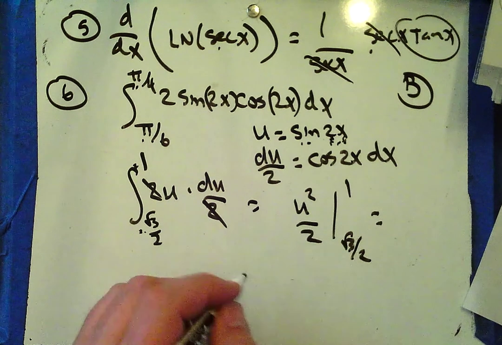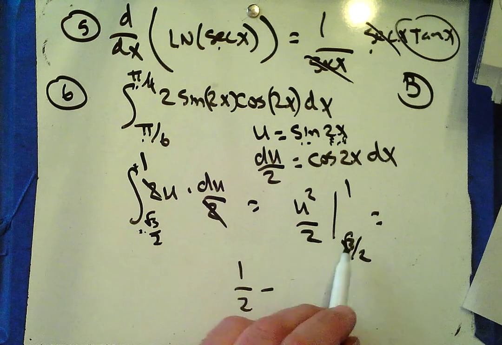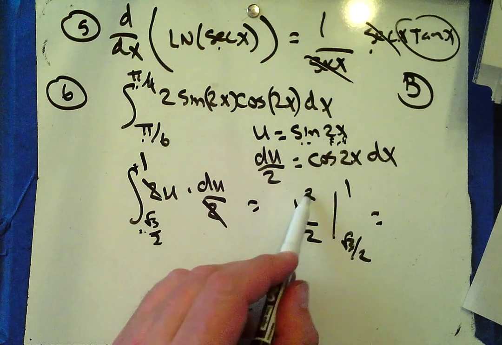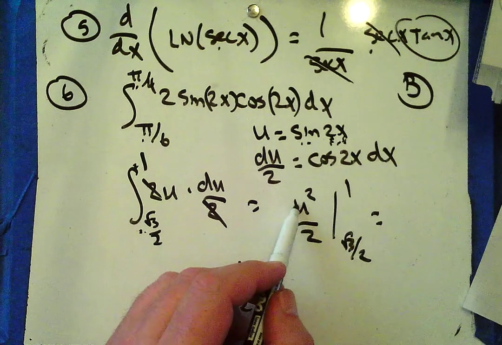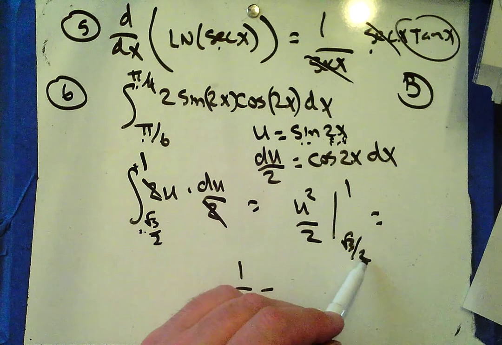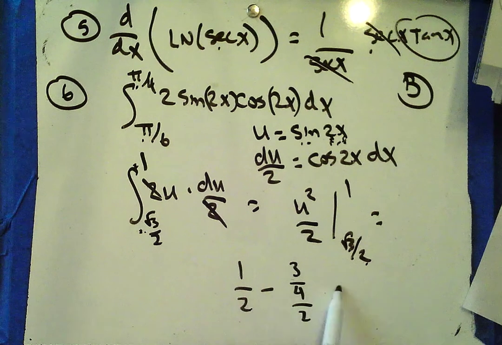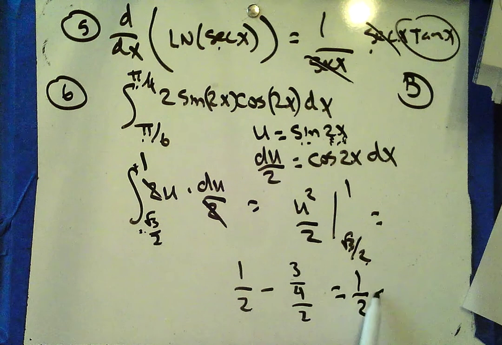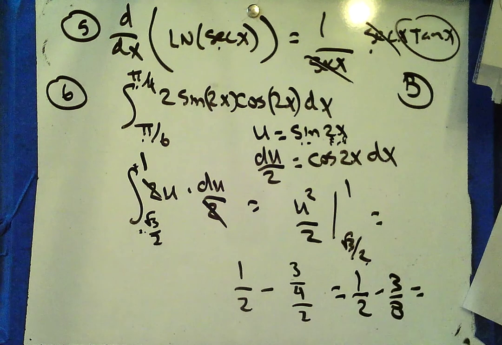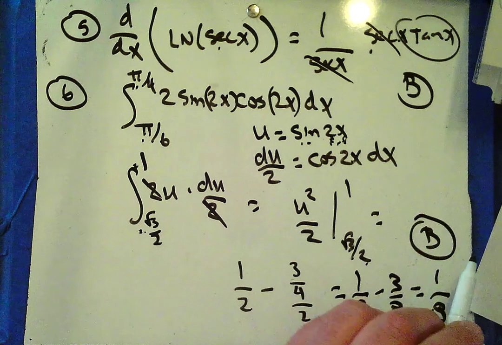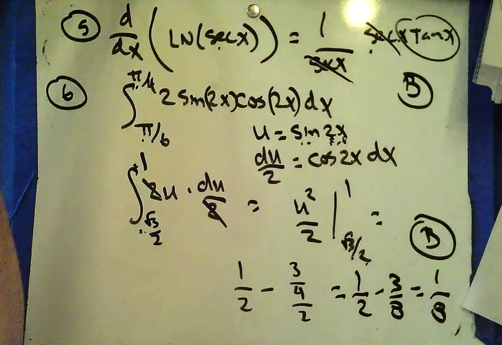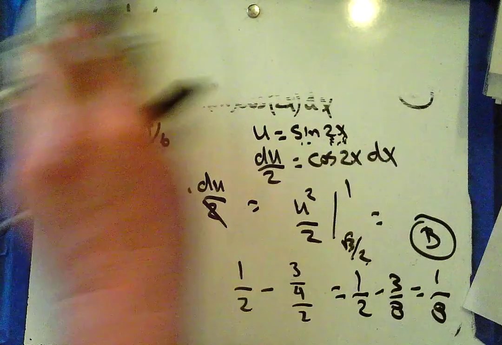If I plug in a 1, I get 1/2. If I plug in a root 3 over 2, root 3 squared is 3, 2 squared is 4, so I have 3/4 over 2, which is 3/8. So 1/2 minus 3/8 is 1/8. I've got 1/8 as my answer here, and that is B. B for number 6. Okay, let's take a look at number 7.